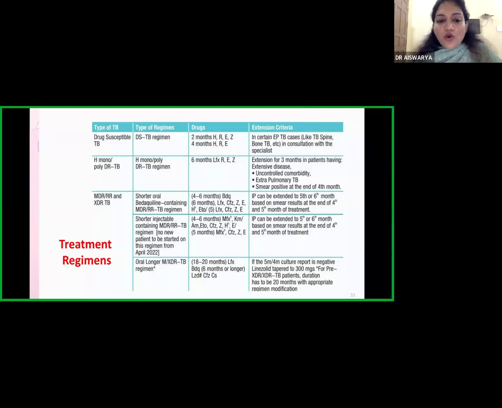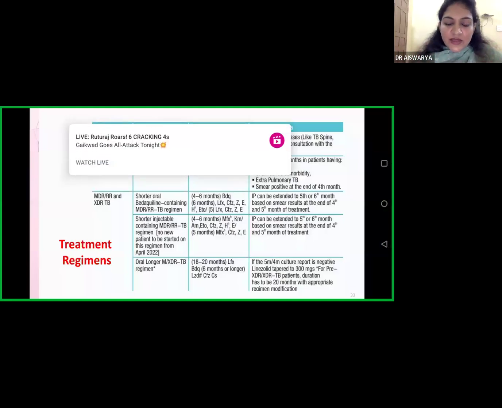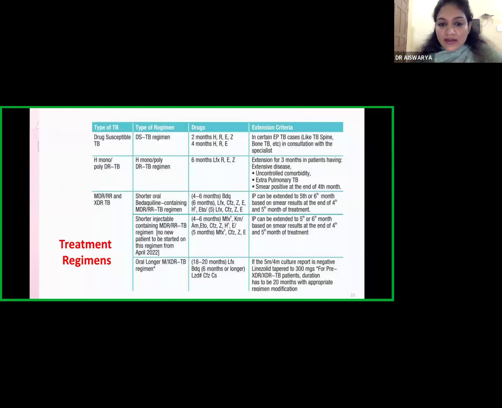Then the other regimen is for H-mono or polydrug resistant TB. If only isoniazid is resistant, they are treated with the 6 month LRZE regimen. L is levofloxacin. Instead of INH, we substitute it with levofloxacin, and the treatment is 6 months itself. So currently for MDR or rifampicin resistant or XDR TB, several regimens are available, like shorter oral regimen, shorter injectable regimen, or longer regimen. These are given based on the patient category, how infective they are, how disseminated the infection is, and which drugs they are resistant to. Based on this, the drug resistant nodal officer will decide the regimen. Every drug resistant TB should be treated in the public sector under a district TB officer only, not in the private sector. Currently the shorter regimen duration is around 9 to 11 months. For XDR TB, the treatment duration is between 18 to 20 months.